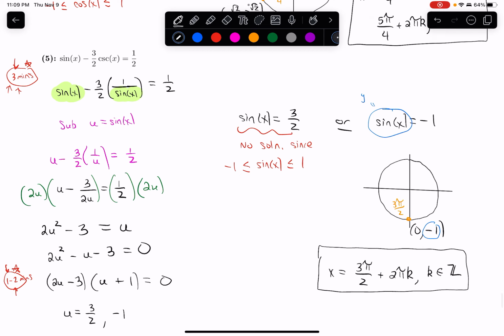Okay, so one of the takeaways I want to have from this example is sometimes when I'm solving a trig equation, it's helpful to rewrite some of our trig functions in terms of sine or in terms of cosine. Like cosecant x, for example, is 1 over sine x, or secant x is 1 over cosine x. I don't always need to do that, but occasionally it can be helpful like this.